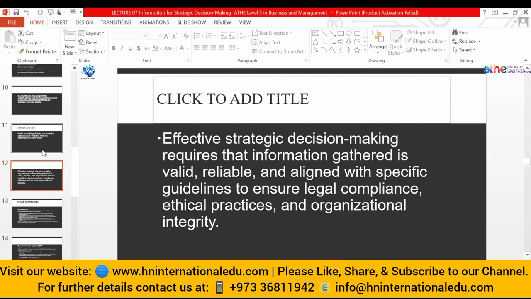Why we're always focusing on strategic decision making is because it depends on each and every aspect and department of the organization. It helps you to legalize everything, to be more culturally acceptable, to be ethical too, and to save the integrity too.